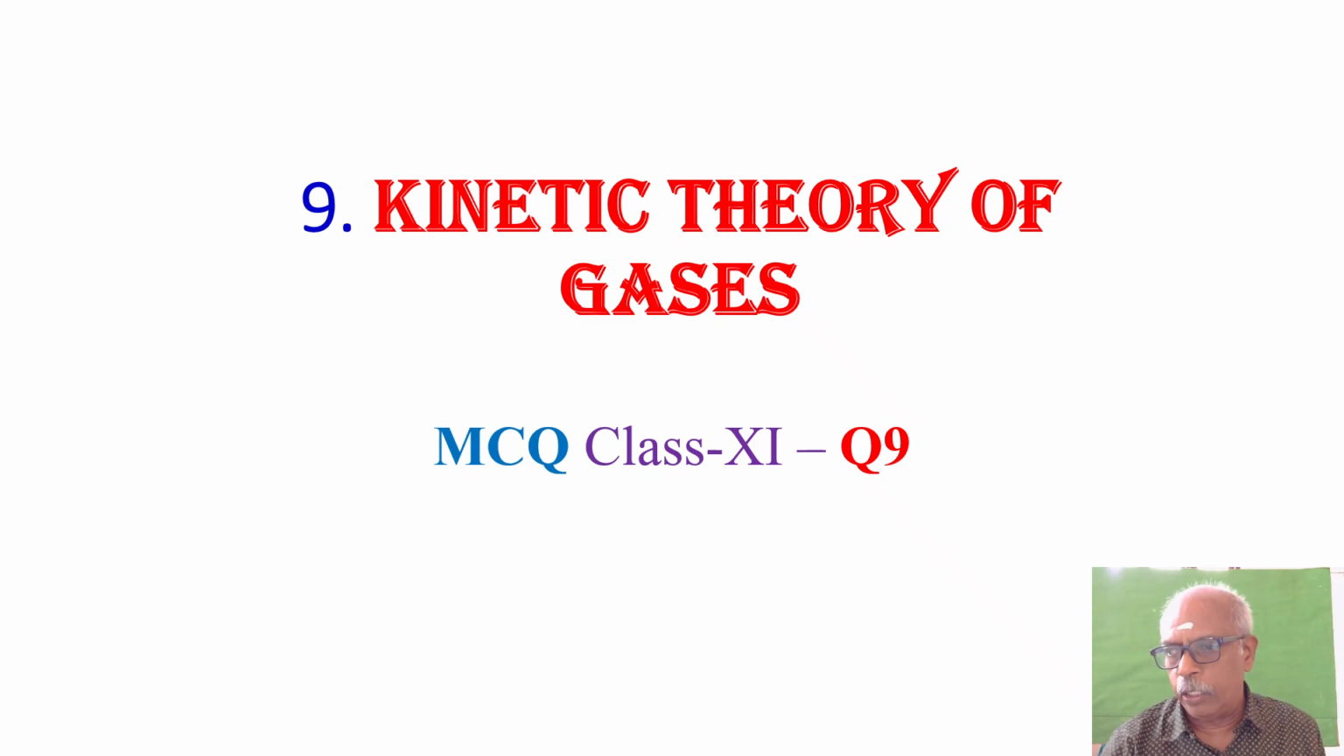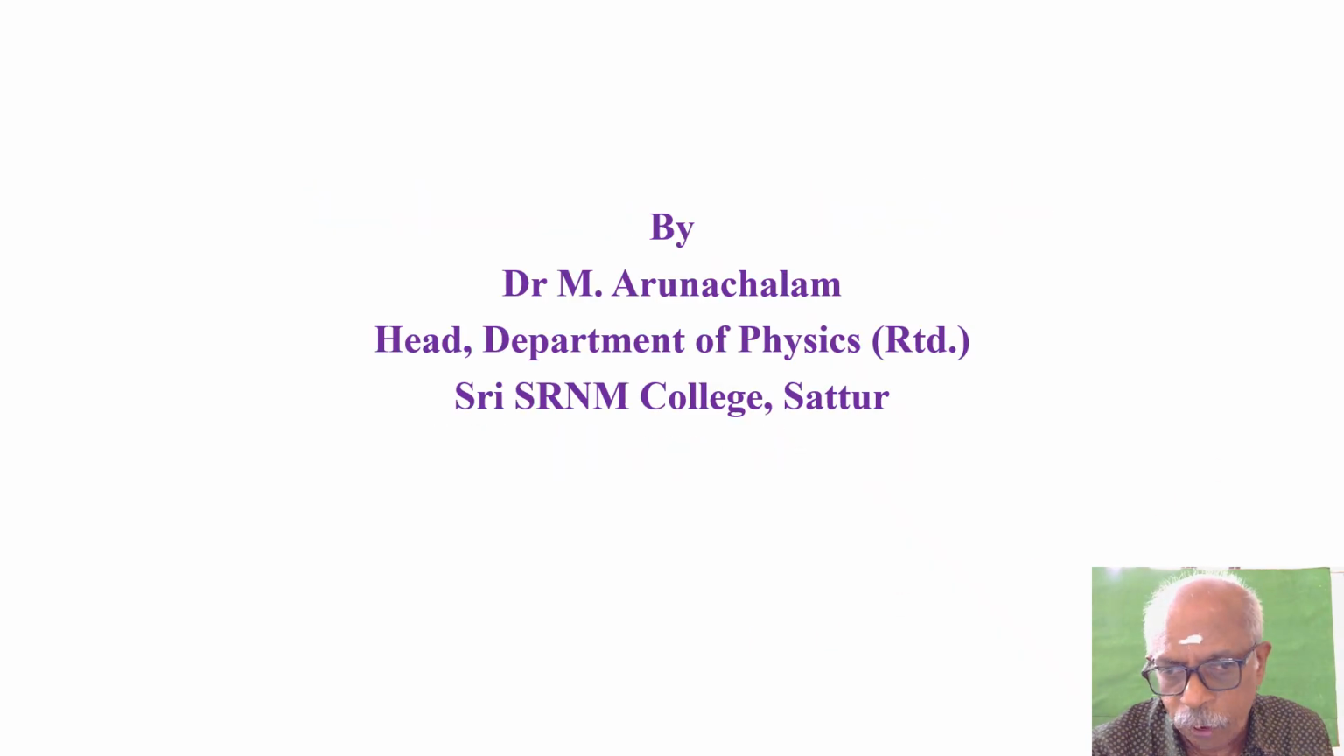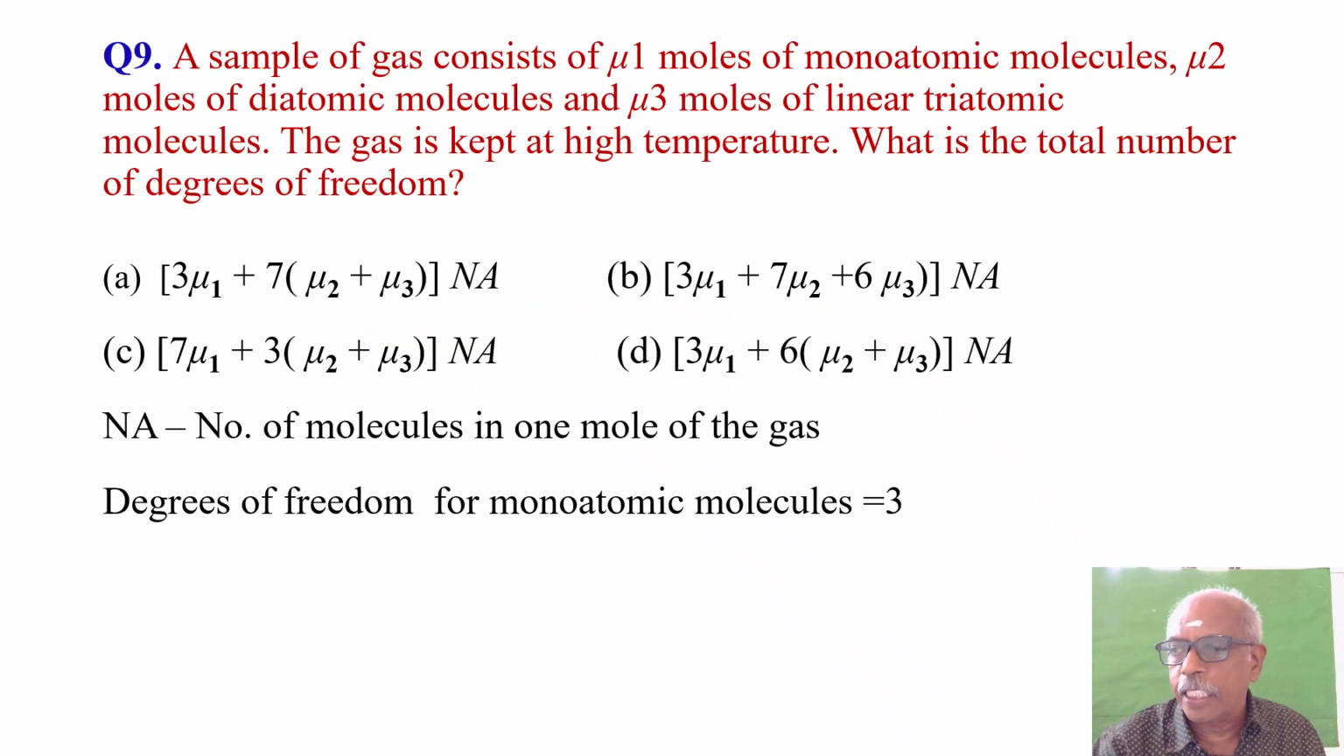In today's video, we are going to solve a multiple choice question from the chapter Kinetic Theory of Gases. The question is, a sample of gas consists of mu1 moles of monoatomic molecules, mu2 moles of diatomic molecules and mu3 moles of linear triatomic molecules. The gas is kept at high temperature. What is the total number of degrees of freedom?